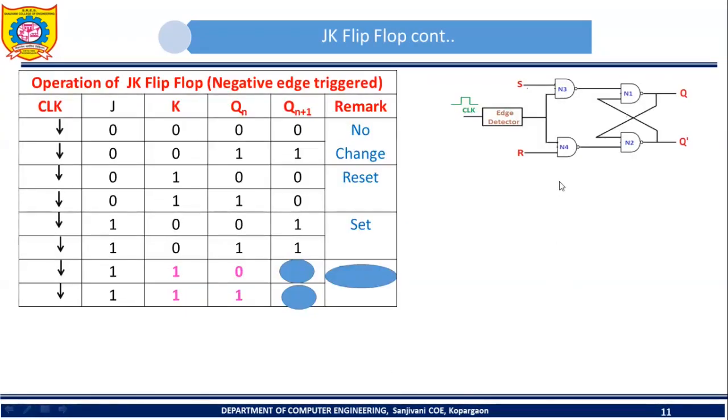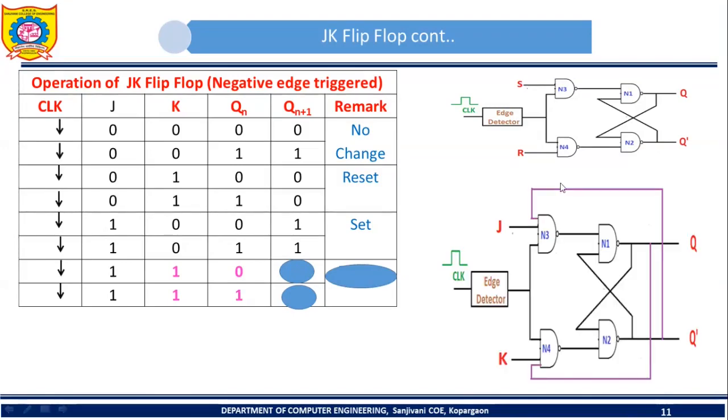This is the circuit diagram for SR flip-flop, and this is the circuit diagram for JK flip-flop. If we compare these two circuit diagrams, we will come to know that they are almost similar, with only one difference. So where is the difference? The difference is in NAND gate N3 and NAND gate N4. This N3 and N4 have only two inputs in case of SR flip-flop, and in case of JK flip-flop you can see that there are three inputs for N3 and N4.